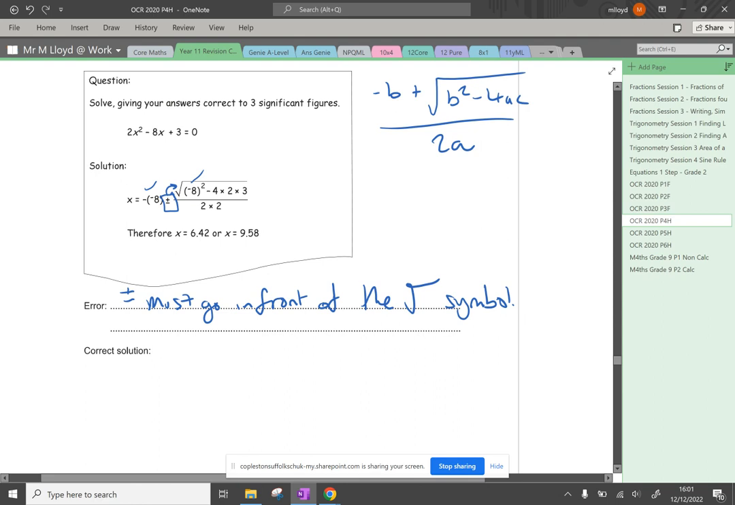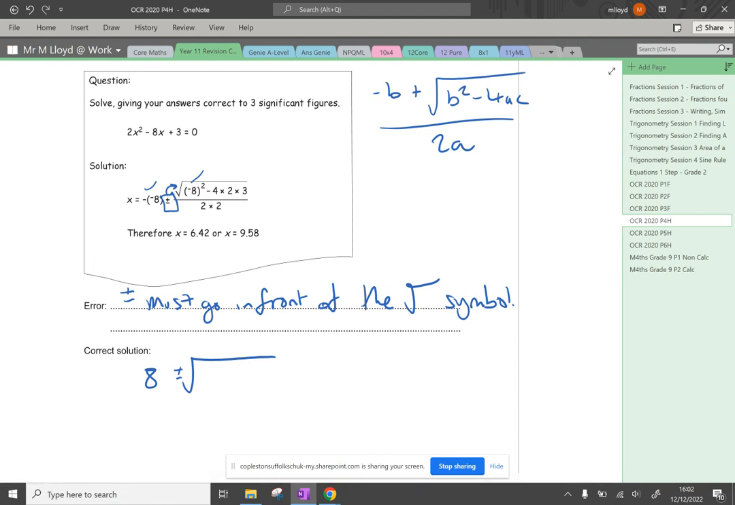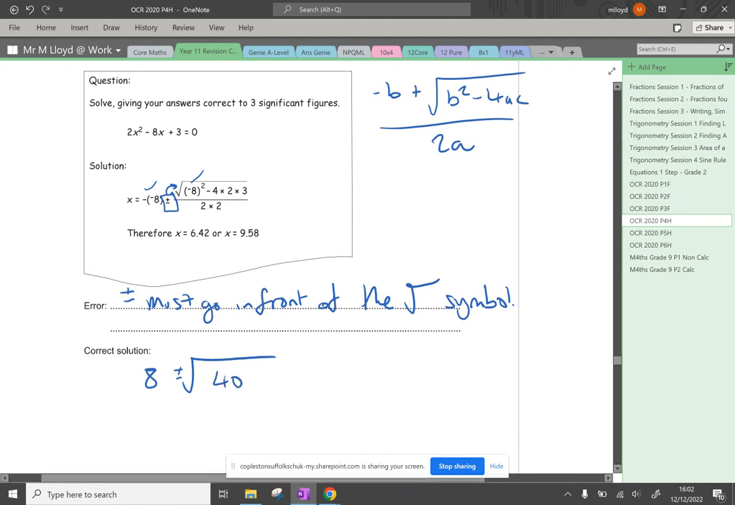Now I need to put this into the calculator. Oh, this is going to be the most boring bit of the video. So 8. Let's just put 8 plus minus the square root of, and I'll work this out. 4 times 2 times 3 is 24. 64 take away 24 is 40. So we're dealing with that.